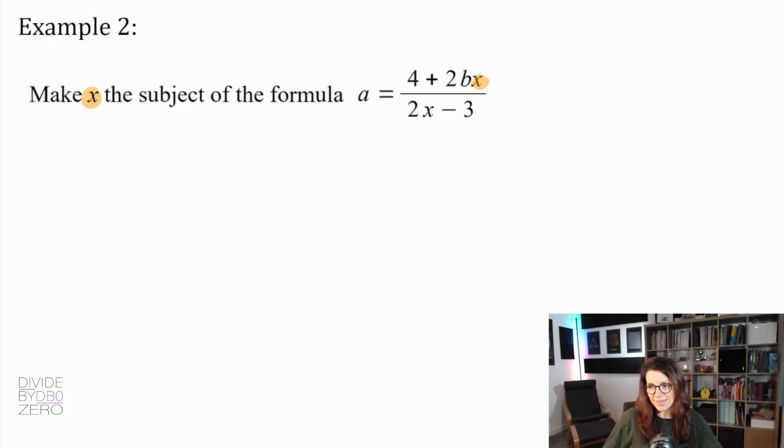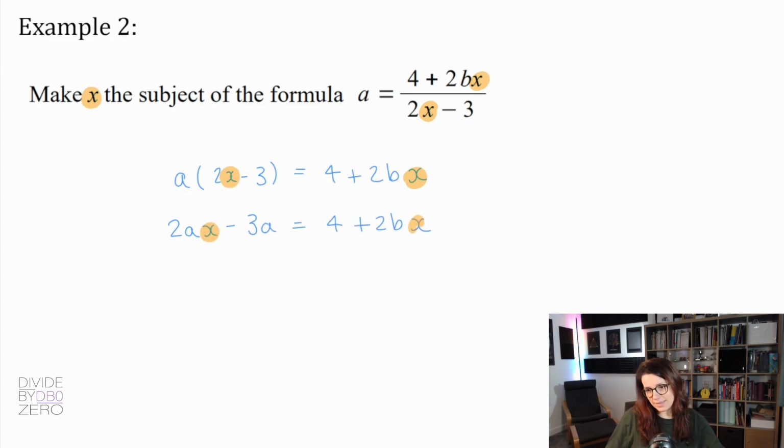Example 2: make x the subject of this formula. And this time we've got an x here and an x there. First step, let's multiply up the denominator. So we get a brackets 2x minus 3 equals 4 plus 2bx. Got an x here and an x here. Next, let's expand the brackets. 2ax minus 3a equals this.